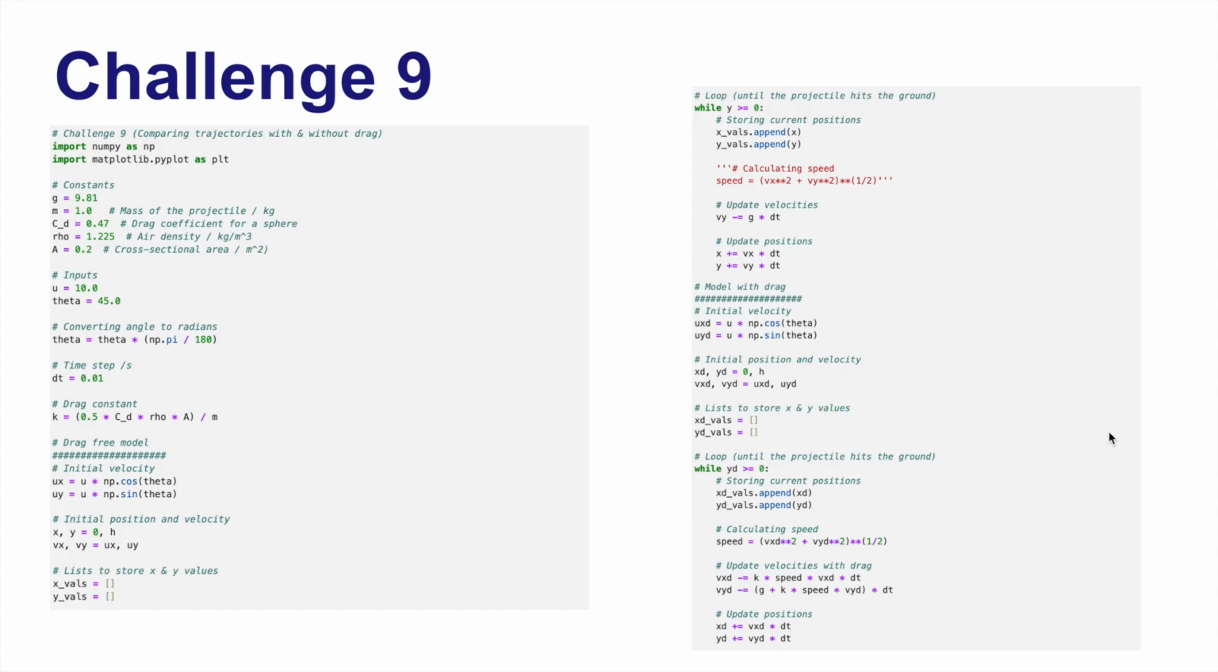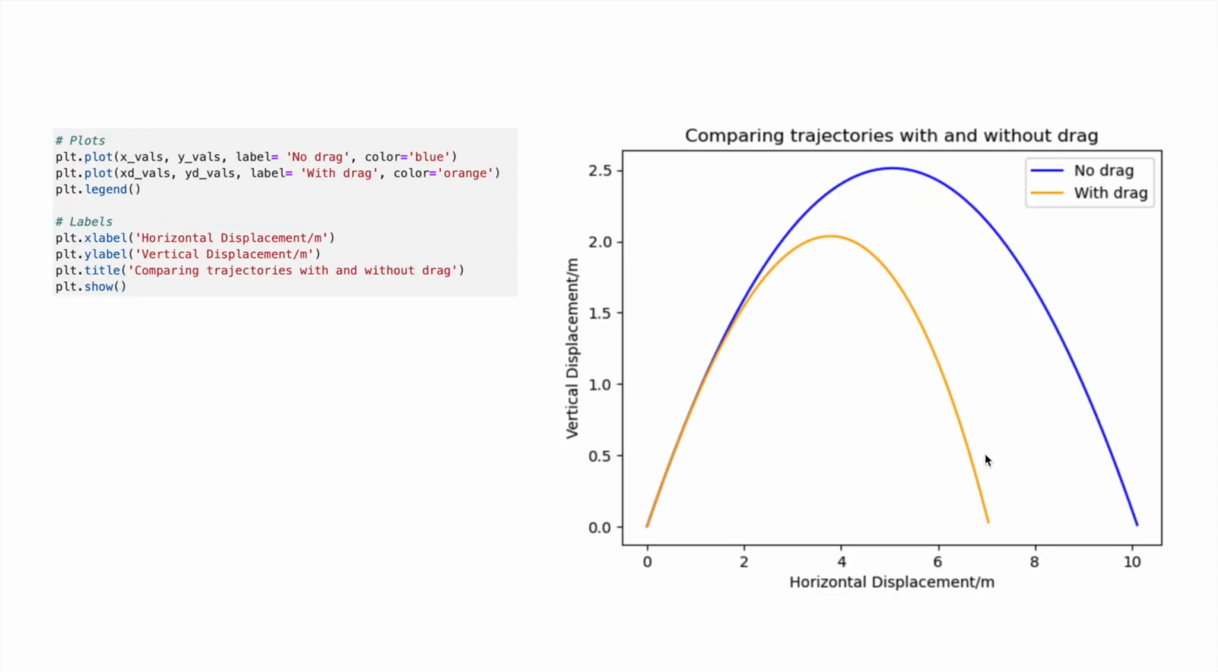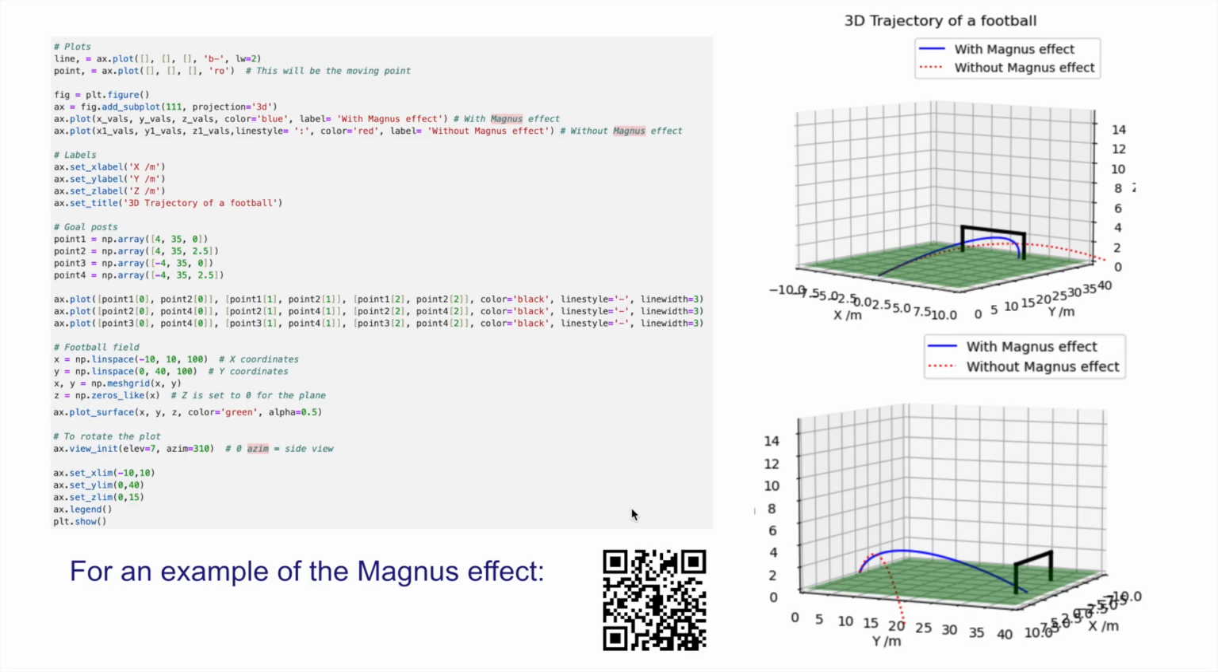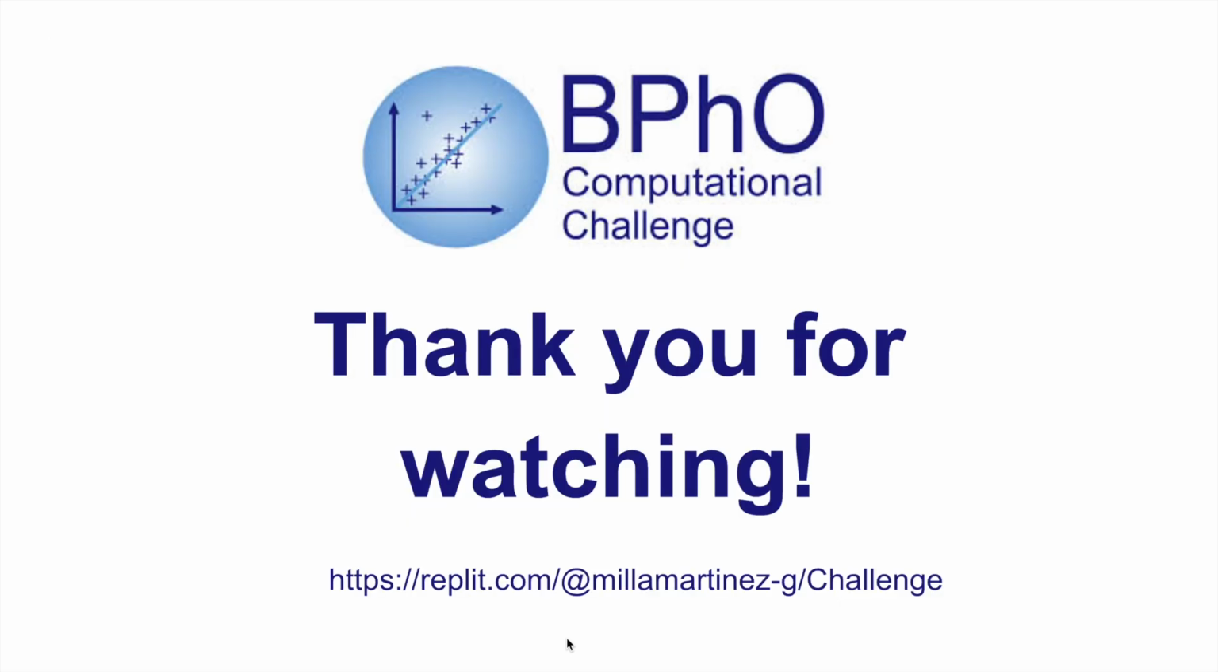Finally, by using a Verlet method, I plotted the trajectory of a projectile which incorporates drag and compared it to one which doesn't. As an extension, I made a 3D plot of a football being kicked, one with the Magnus effect and one without. The inputs for this are the velocity after being kicked, the elevation angle, and the angle off a straight shot. Here are two views of my 3D plot, and here is the real-life example of the Magnus effect. Thanks for watching.